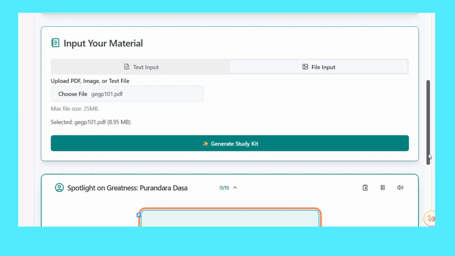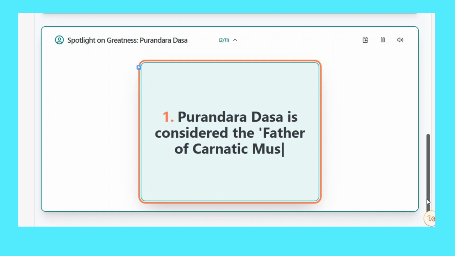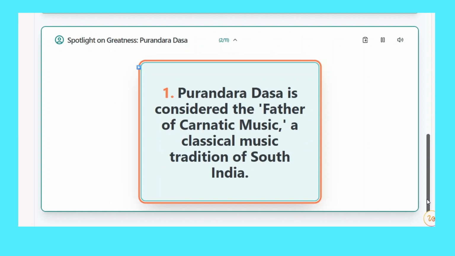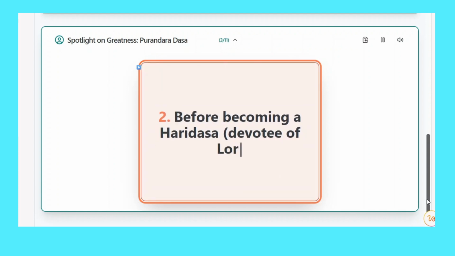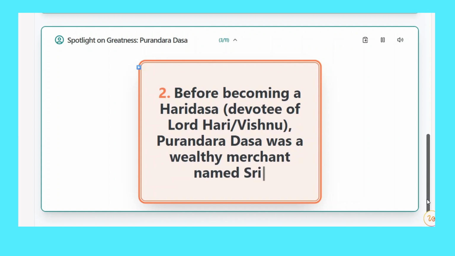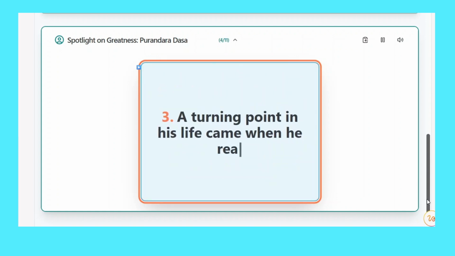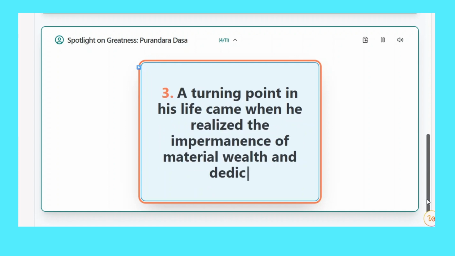Spotlight on greatness. Purandaradasa. Purandaradasa is considered the father of Carnatic music, a classical music tradition of South India. Before becoming a Haridasa, devotee of Lord Hari, Vishnu, Purandaradasa was a wealthy merchant named Srinivasa Nayaka. A turning point in his life came when he realized the impermanence of material wealth and dedicated himself to devotion and music.